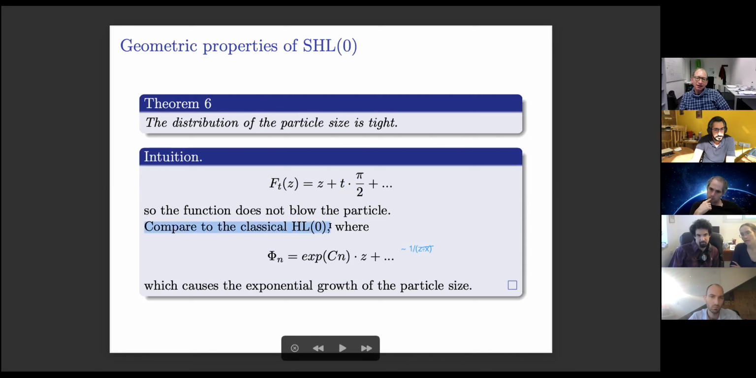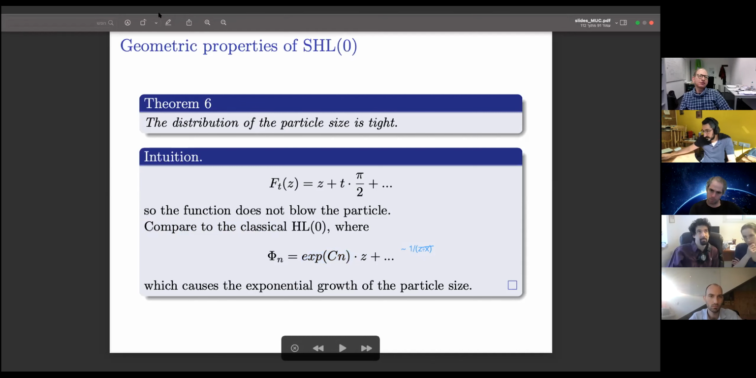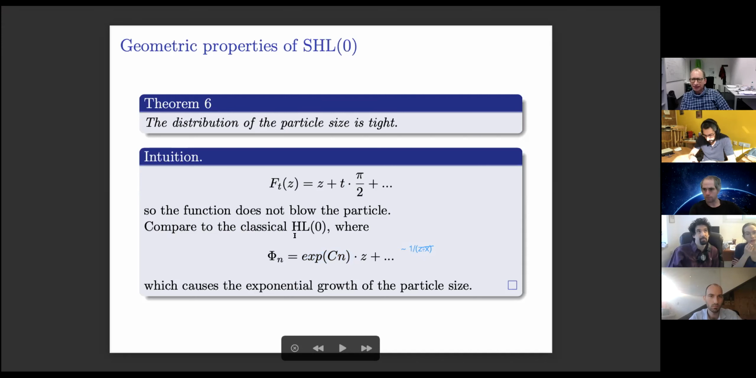If you compare it to the classical Hastings-Levitov, the expansion would be exponential in n times z plus lower order terms. And of course, what you get is that at least the first order term blows up the particle by this amount, which causes the exponential growth, and the lower order terms don't save you in that case. So that's the intuition for why the size of the particles is tight.